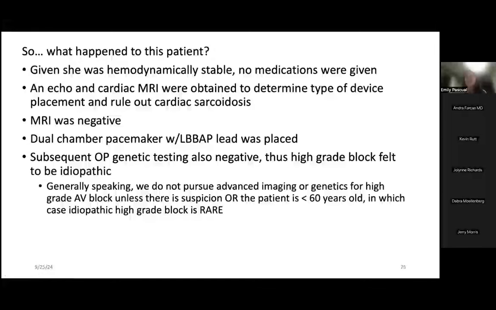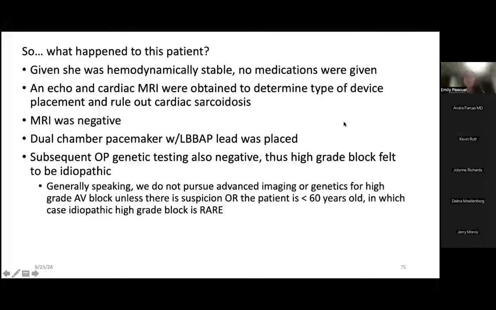There was one little clue in the history: she has a history of sarcoidosis, which is related to granulomas forming in different parts of the body, and it can affect the heart where there are granuloma deposits inside the heart. If someone has evidence of that, potentially you would give them a defibrillator instead of a pacemaker. Her MRI was normal. Even when people don't have that history, if they're relatively young, we will consider doing advanced imaging to see if there's something else going on.